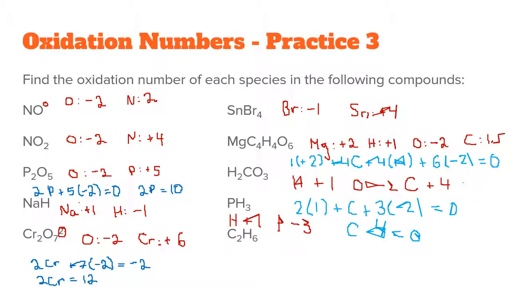Similar reasoning for the last one. Hydrogen is going to be, again, +1. And we can do this one using the math. 2 carbons plus 6 hydrogens times an oxidation state of 1 is going to equal 0, which means that 2 carbon equals -6, or 1 carbon has a state of -3.